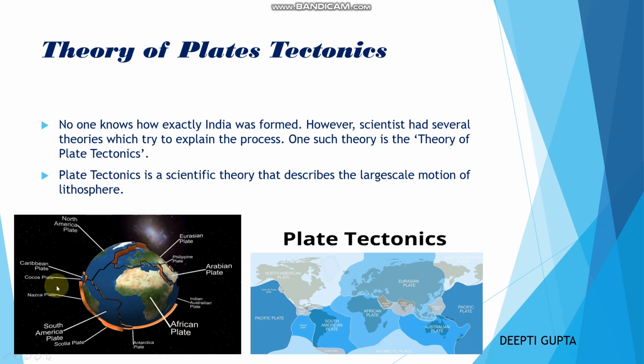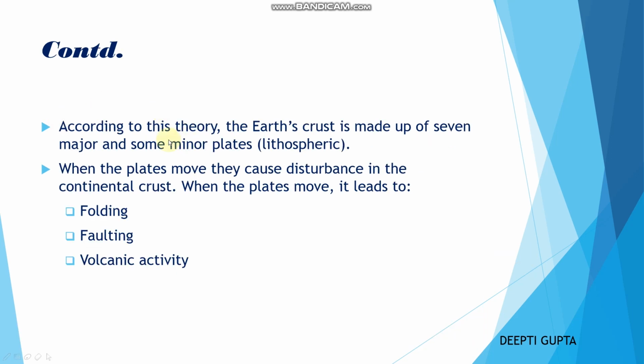So here you can see in this picture, the earth is made up of many plates like the Eurasian plate, African plate, Indo-Australian plate, South American plate, Caribbean plate, and so many. According to this theory, the earth's crust is made up of 7 major and some minor plates. When the plates move, they cause disturbances in the continental crust. When the plates move, it leads to 3 things: folding, faulting, and volcanic activities.